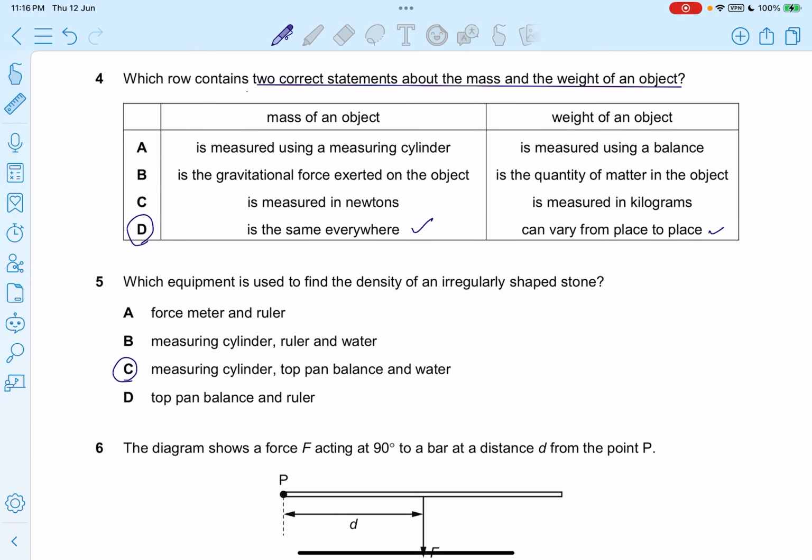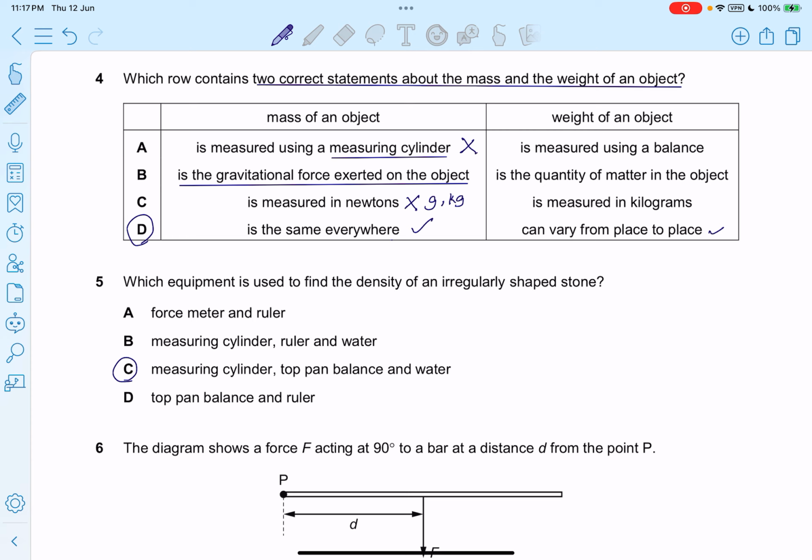Number 4, which rule contains 2 correct statements about the mass and the weight of an object? So let's read through this. Mass of an object is measured using a measuring cylinder. This is wrong because you use a measuring cylinder to measure the volume. Is the gravitational force exerted on the object? This is the weight. This means the weight, so it's also wrong. Mass is not the same as the weight. Mass of an object is measured in newtons. No, it's usually grams, kilograms. So C is also wrong.